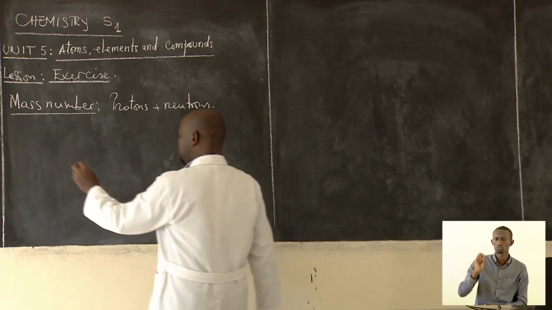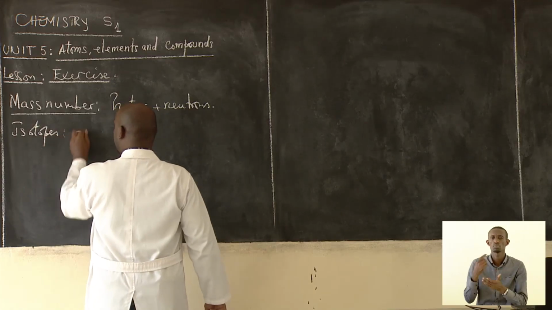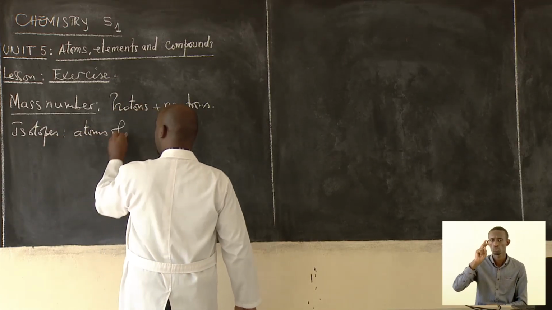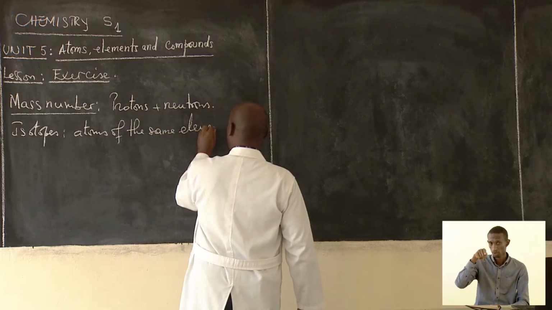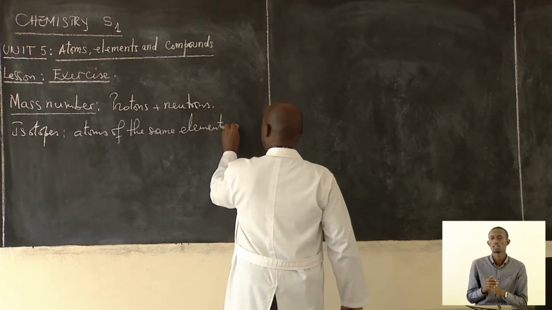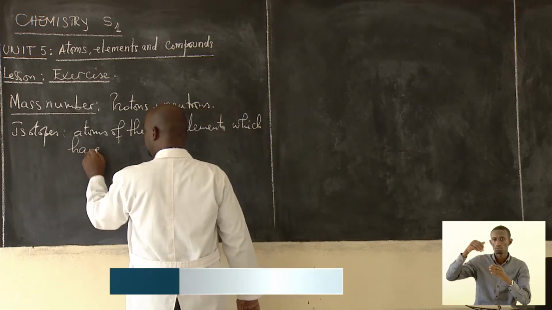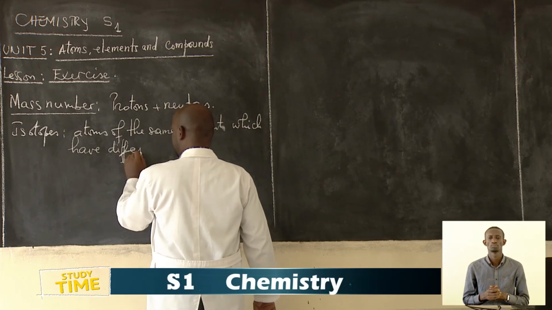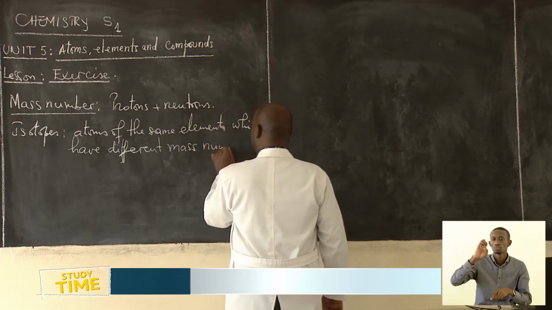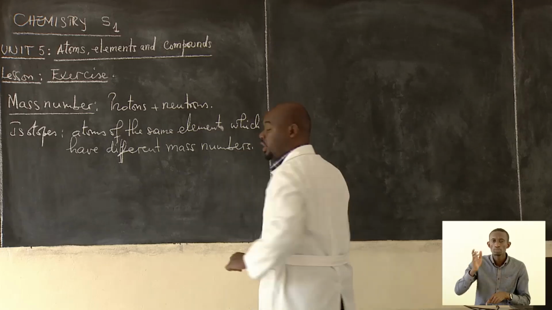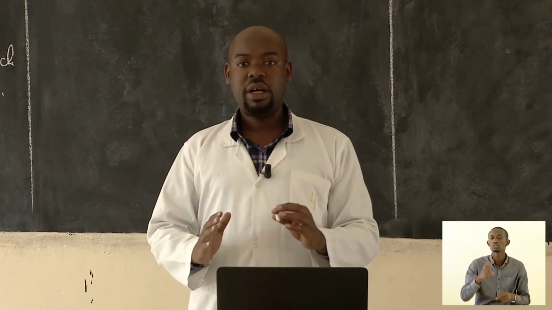And isotopes are atoms of the same element which have different mass numbers. And here I explain they have different mass numbers.